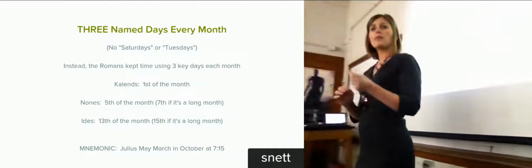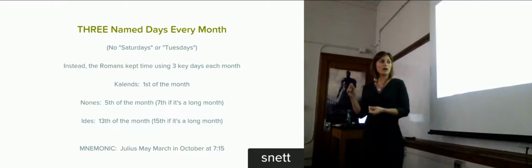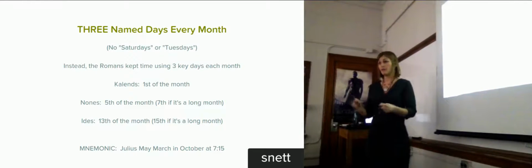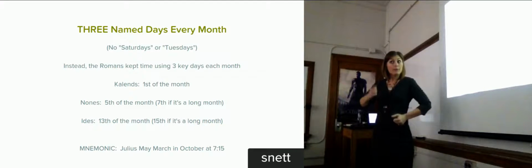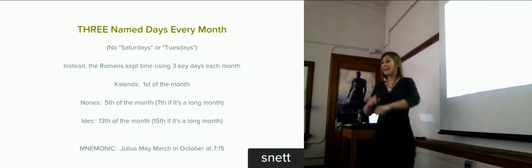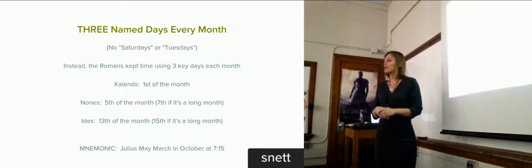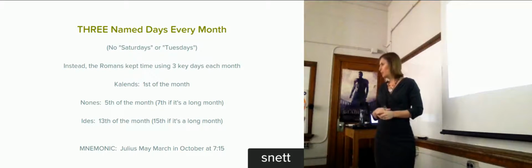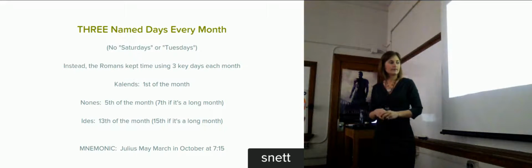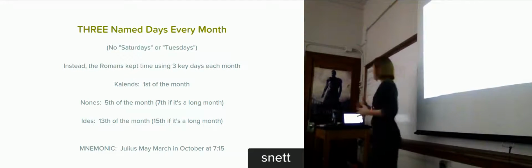So we're going to tweak our mnemonic device to help you remember why the long months are different. Our mnemonic device version 2: Julius, May, March, in October at 7:15. That's right. Before you even get to school in the morning, Julius Caesar has started marching upon the enemy. He is a dedicated, true patriot. If you can remember this mnemonic, hopefully you'll remember the placement of dates.